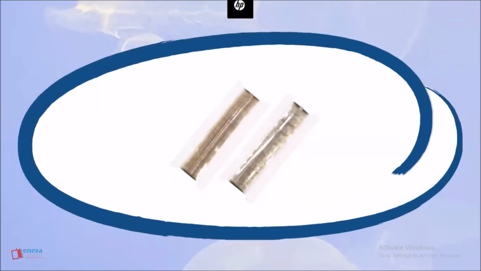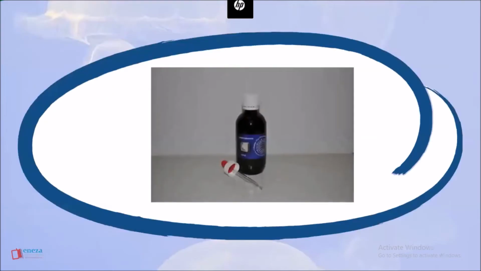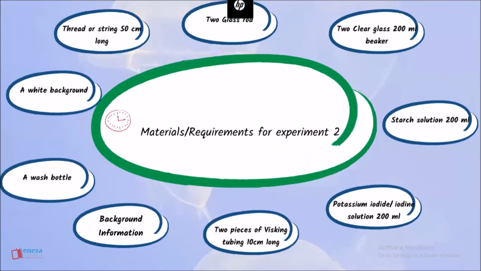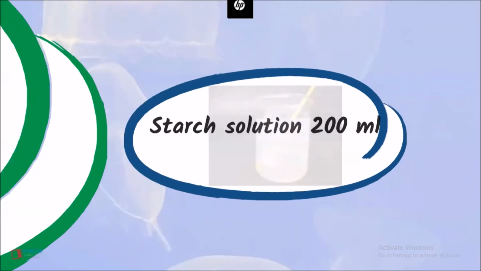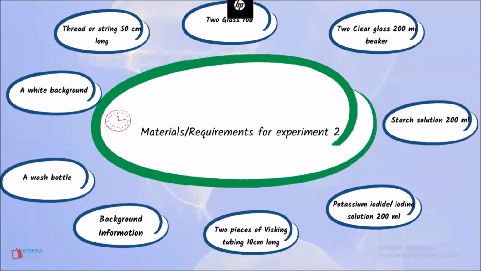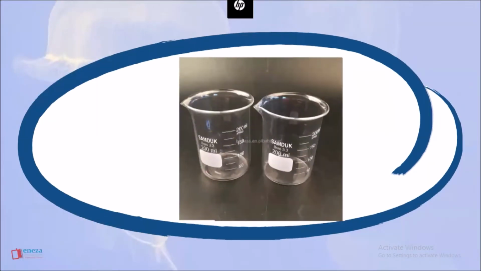We are going to need 2 pieces of whisking tubing, which are 10 centimeters each, as seen in this diagram. We are going to need potassium iodide or iodine solution, which is 200 milliliters, as seen in this image. We are going to need starch solution, 200 ml also. We will need 2 clear glass beakers, each 200 ml, as seen in the diagram.